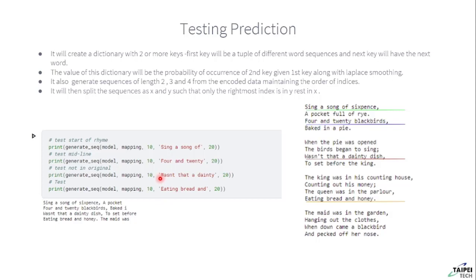And then the third one is "Wasn't that a dainty." "Wasn't that a dainty dish?" And then you can see this is the prediction: "Wasn't that a dainty dish to set before the king?" And then the fourth, "Eating bread and honey." "Eating bread and honey, the maid was." So our testing prediction is already true, the testing is almost correct compared with our validation data.